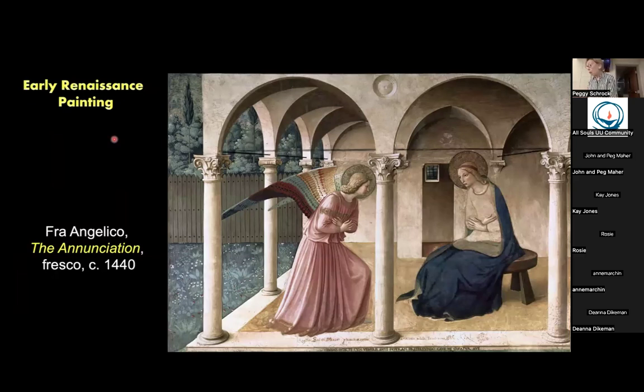Fra Angelico has a very different point of view, and that's because of who he was. Fra Angelico simply means brother Angelico, and he was a Dominican monk. He was a professional painter before he entered the monastery, and he continued to be a professional painter after, but he only painted for other Dominican monasteries.